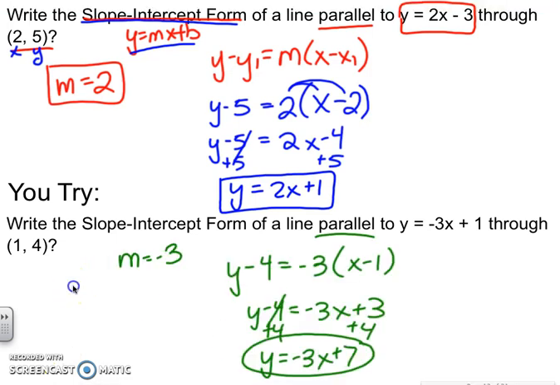So on this bottom one, you're finding a line that's parallel. So you had to use the slope of a -3. And then here's your point. So you're going to plug it into point slope form first. I got y minus 4 equals -3 times x minus 1. When you distribute, don't forget that a negative times a negative is a positive. So then you should have gotten -3x plus 7, okay?